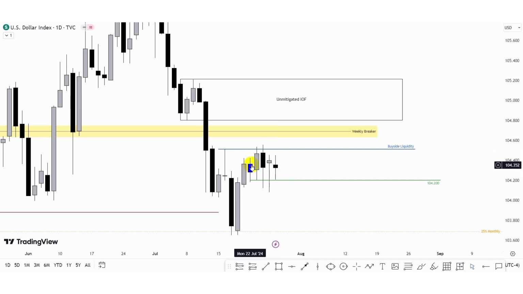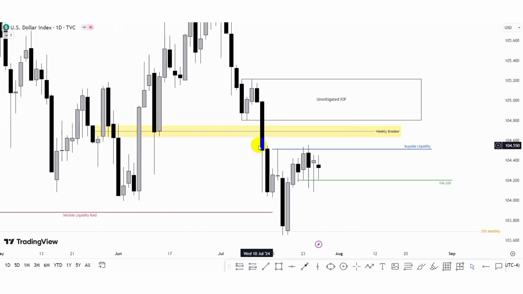You can see this was Monday's candle, Tuesday, and price dropped on Wednesday to take out Tuesday and Monday low points. Price further dropped to take out Wednesday low, and then we can see the market was just choppy within this range here, but price took out this buy side liquidity.